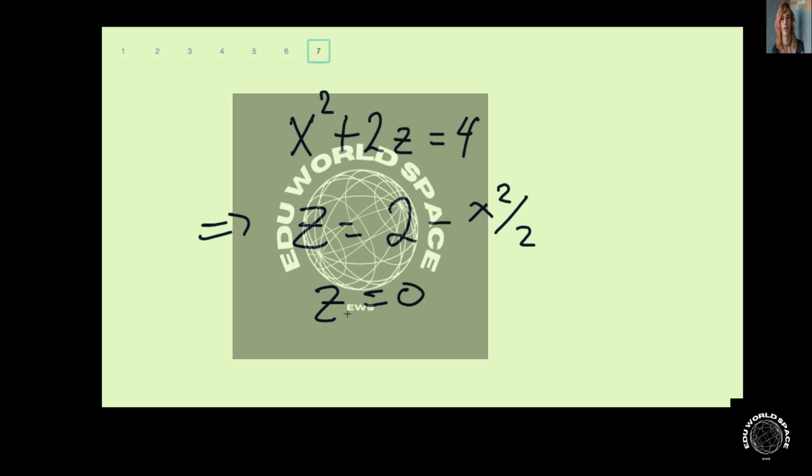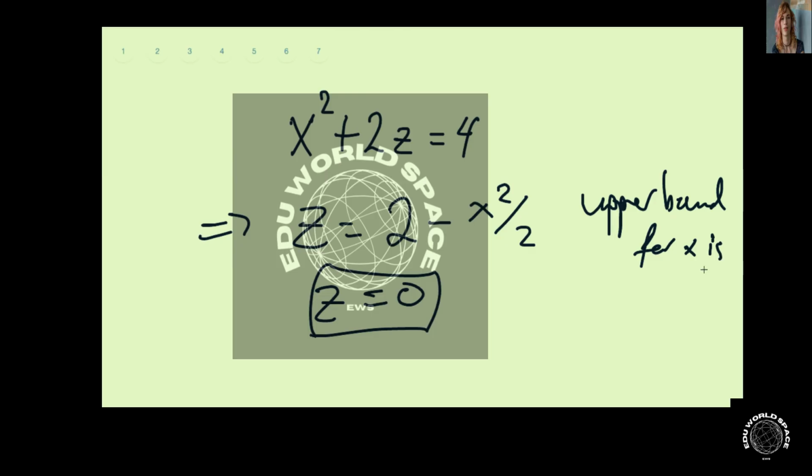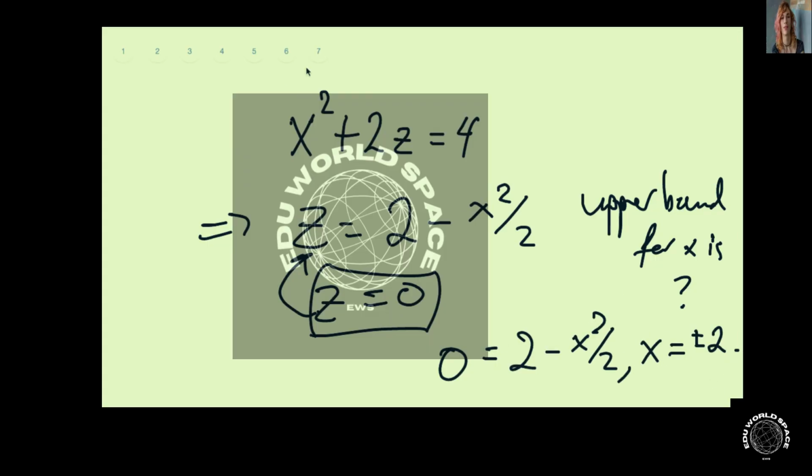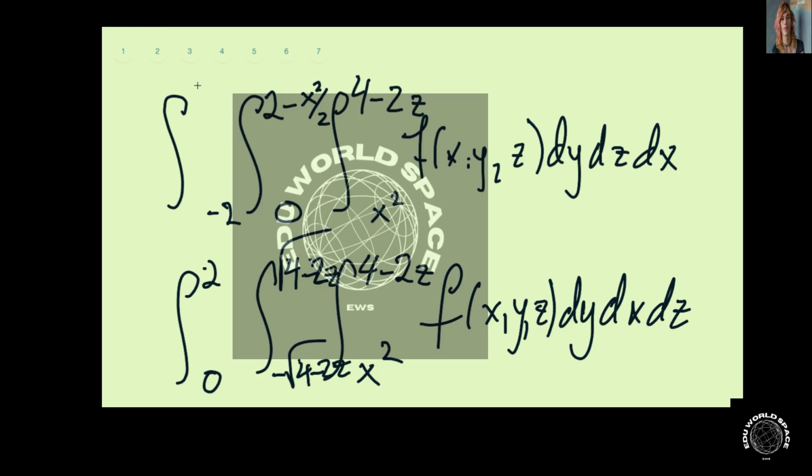And then, well, what happens when z is equal to 0? So we know that the upper bound for x is, well, we don't know. Well, let's plug in z equals 0. So if z is equal to 0, what do we get? We get x is equal to plus or minus 2. So there are bounds for x, -2 to 2.